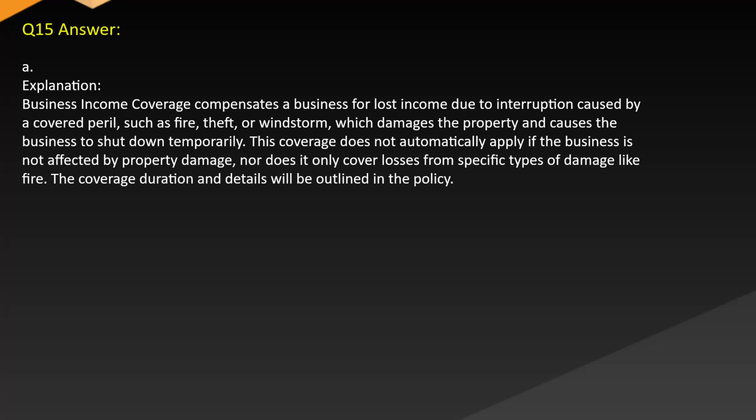Answer. A. Explanation. Business income coverage compensates a business for lost income due to interruption caused by a covered peril, such as fire, theft, or windstorm, which damages the property and causes the business to shut down temporarily. This coverage does not automatically apply if the business is not affected by property damage, nor does it only cover losses from specific types of damage like fire. The coverage duration and details will be outlined in the policy.